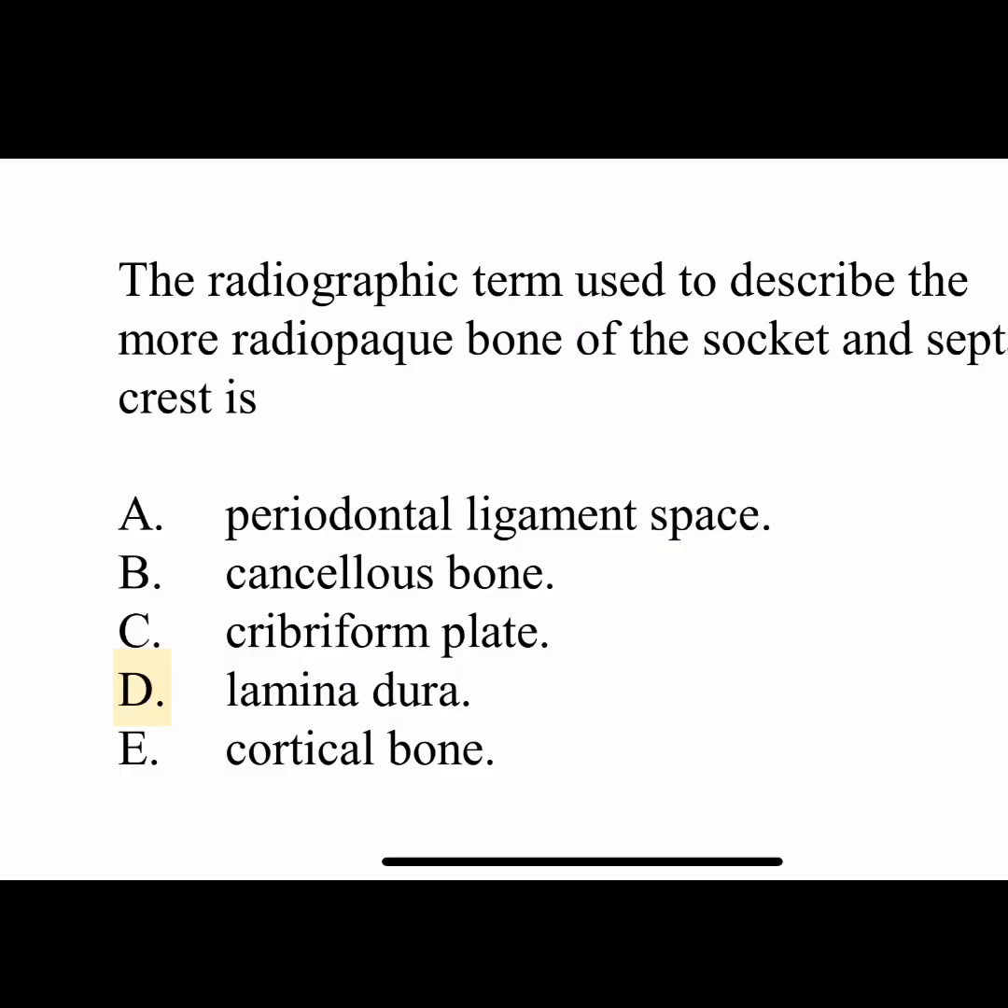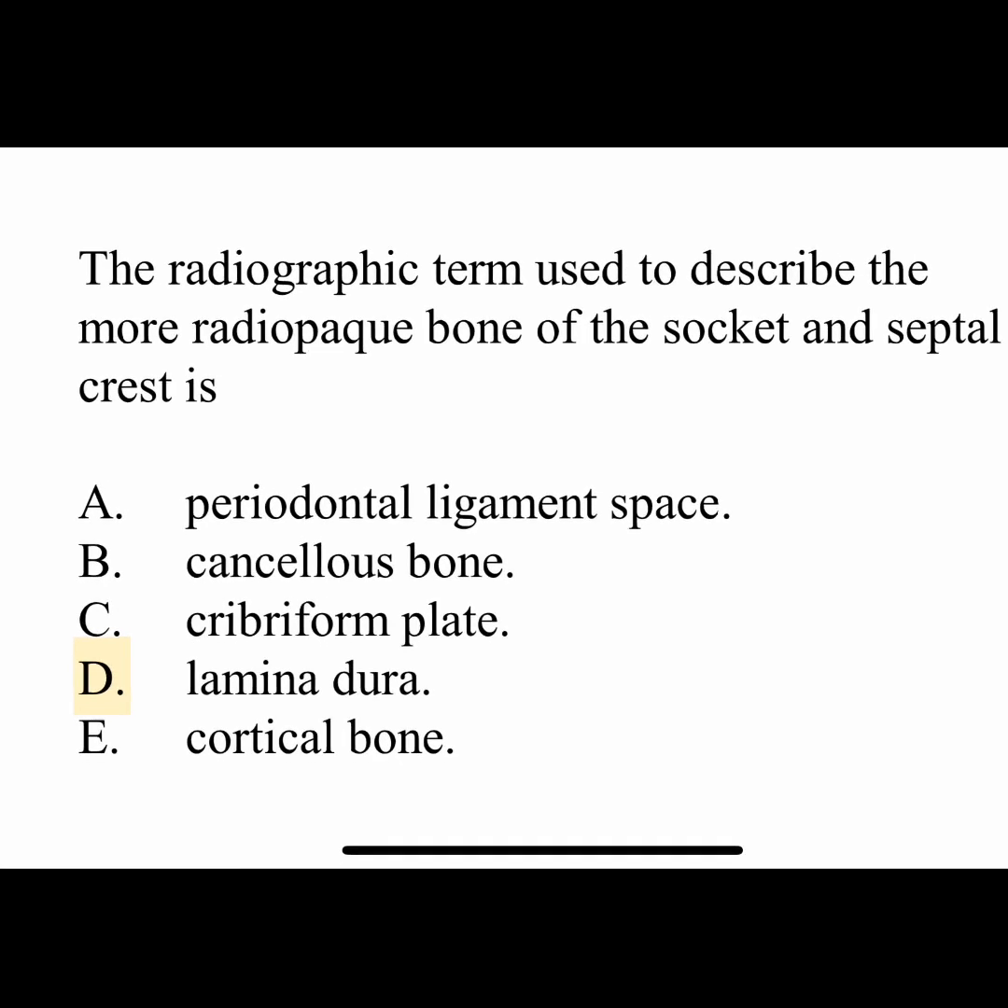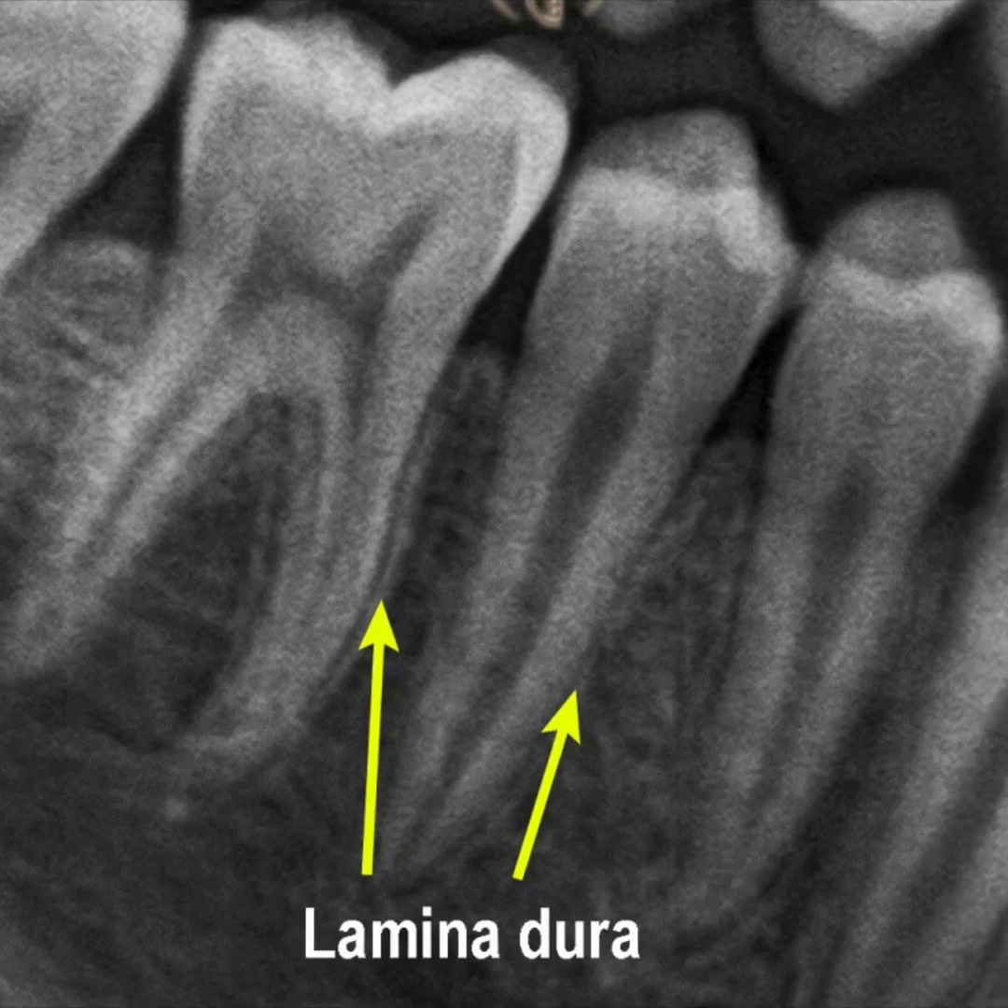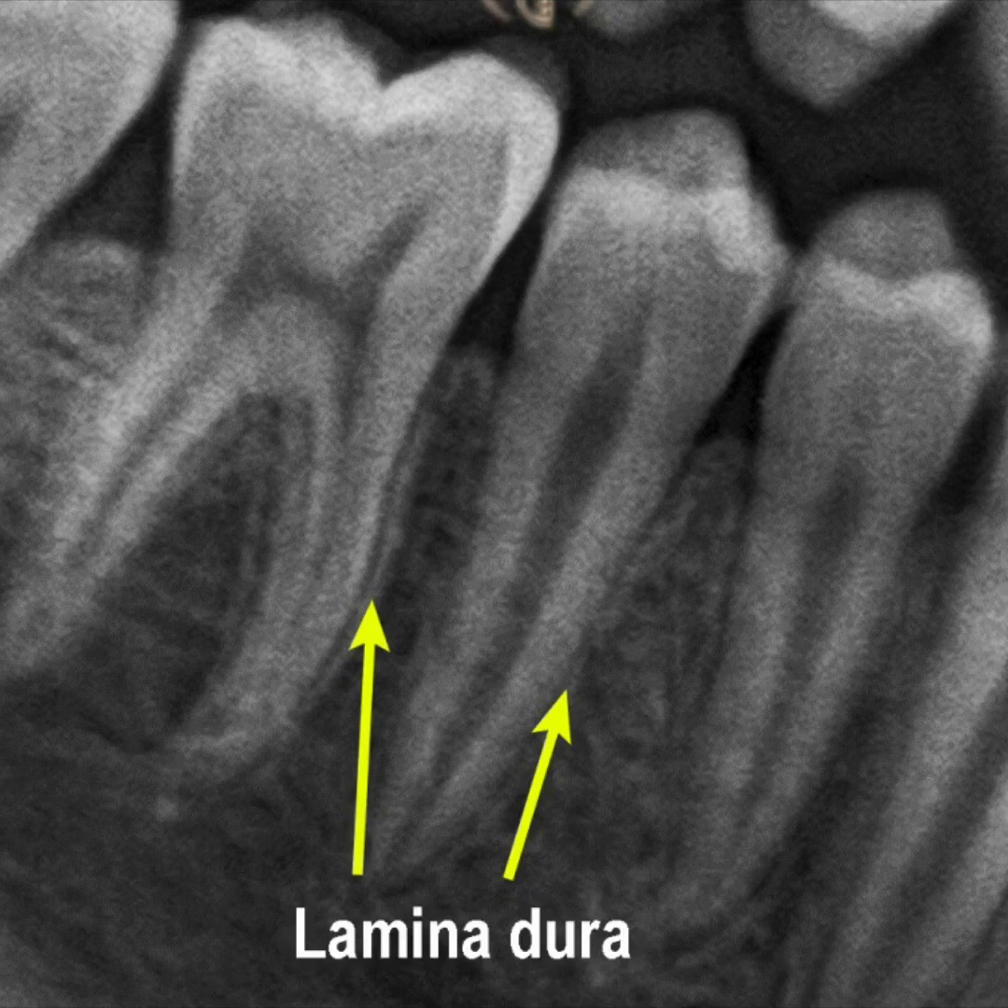The radiographic term that is used to describe the more radiopaque bone of the socket and septal crest is, answer is D, lamina dura. Now let's see a clip where you can get an idea what exactly this lamina dura is. Here in this clip, you have this opportunity to identify lamina dura as two yellow arrows are pointing towards a solid white line that is outlining the radicular area of the tooth, and this solid white line is what we identify as lamina dura.